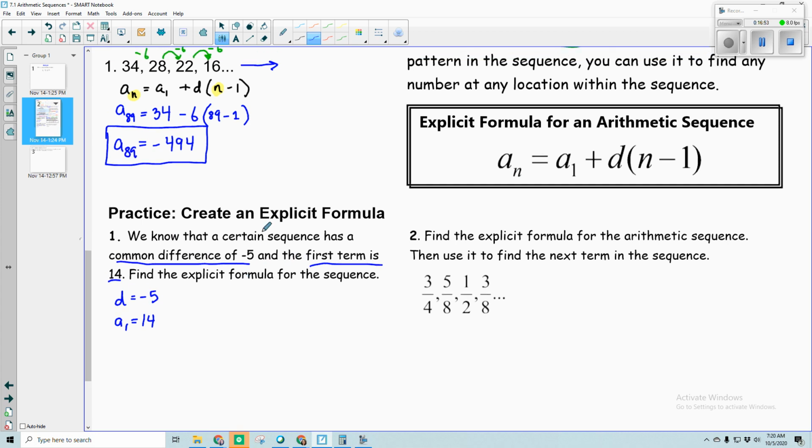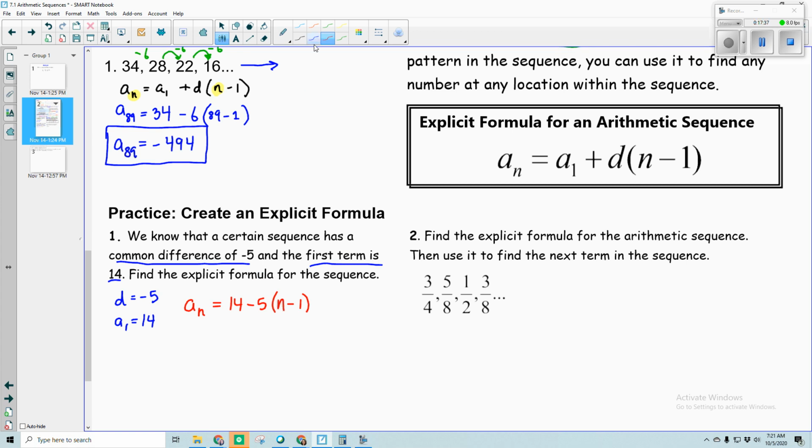Okay. So all they gave me was d and a sub 1. If I'm making an explicit formula, those are the only two things I'm going to plug in. So check this out: a sub n, and I'm not plugging anything in for n right now, equals the first term, which is 14, plus -5, I'll just write that as -5, multiplied by n minus 1. Okay, so here's our explicit formula. It's ready to go, and I can use it if I need to.